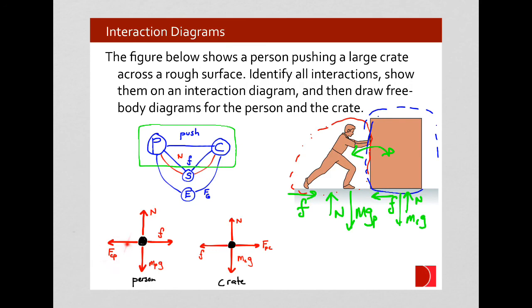But the force of the crate pushing on the person, the force of the person pushing on the crate, that is an internal force to the system. And thus, those values should have equal magnitude. And so if you wanted to set up a set of equations to solve, you would know that these two forces have the same amount.